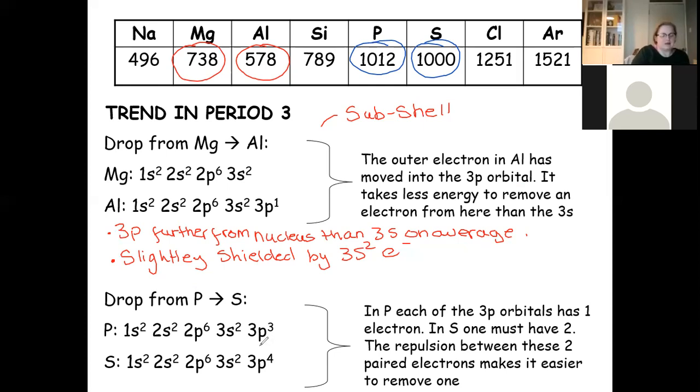Sulfur has a higher nuclear charge. So we'd say it has a higher nuclear charge and the shielding is the same, so it should have a higher ionization energy, but it doesn't. The reason it doesn't is because in phosphorus, the electron that we remove is removed from a singly occupied orbital. So in phosphorus, we're going to remove an electron from a singly occupied orbital.